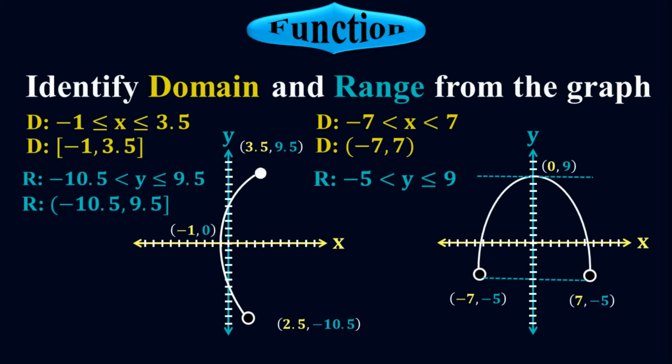9 is included. Or to write it, negative 5, comma 9. I have a parenthesis because of the empty circles and a closed bracket because of the vertex. One thing to be noted: whether you represent the domain and range in ordered pair form or the equality and inequality form, both are correct ways to represent the domain and range of the function.